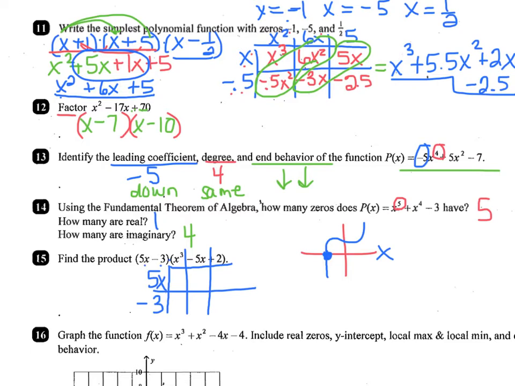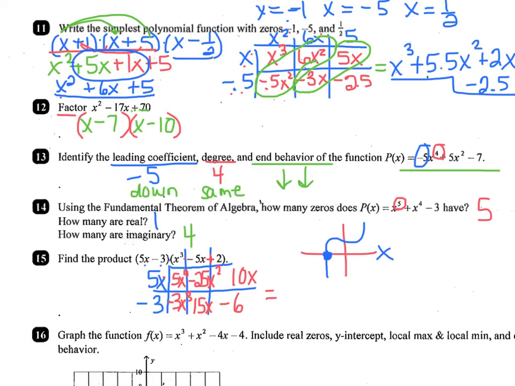So let's go ahead and start multiplying. 5x times x to the third is 5x to the fourth. 5x times negative 5x is negative 25x squared. And last, 5x times positive 2 is 10x. On the bottom, we'll have negative 3x to the third. Negative 3 times negative 5 is positive 15 with an x. And then last, negative 3 times positive 2 is negative 6. That's a positive behind there, by the way.